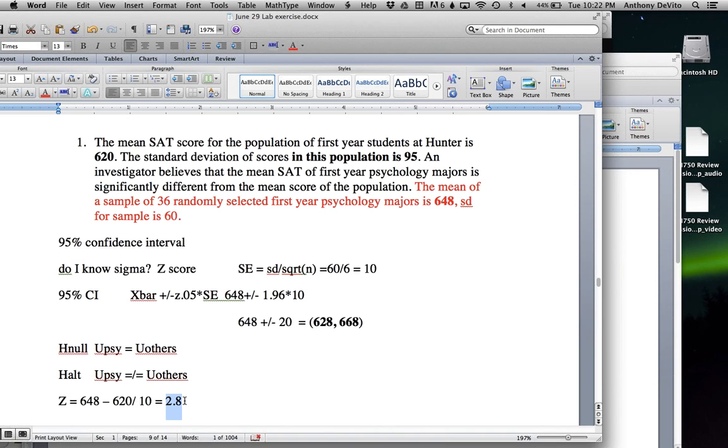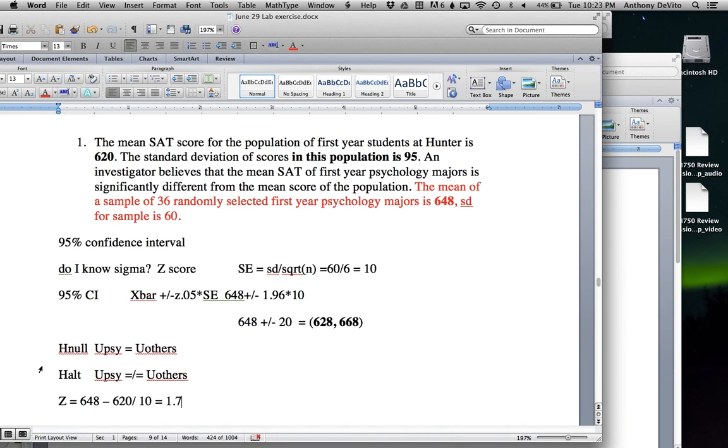My z, my number of standard errors apart. Yeah, I agree with you. I can reject my null hypothesis and accept my alternative hypothesis. Okay. Now, had this come out to 1.7, could I reject my null hypothesis then? No, I couldn't, because I didn't exceed the critical value. They're not far enough apart for me to say with 95% certainty, less than alpha error, less than 5%. It has to be more than 1.96.